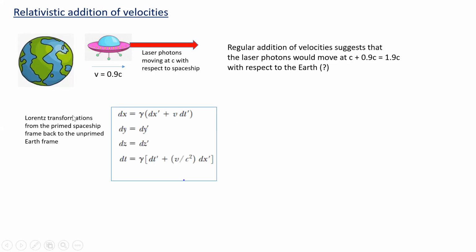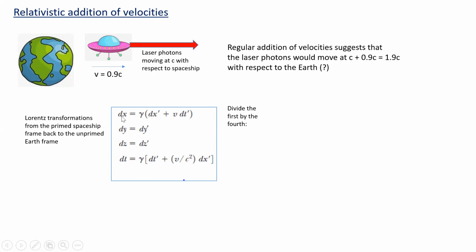Well, we go back to the Lorentz transformations. Okay, these are our key to understanding how space and time events relate to each other in relatively moving frames. So these are the transformations from the primed spaceship frame back to the unprimed Earth frame, which we care about. So we're taking dx prime and dt prime as given and finding dx and dt, the intervals in our Earth frame. All right, so these are the Lorentz transformations.